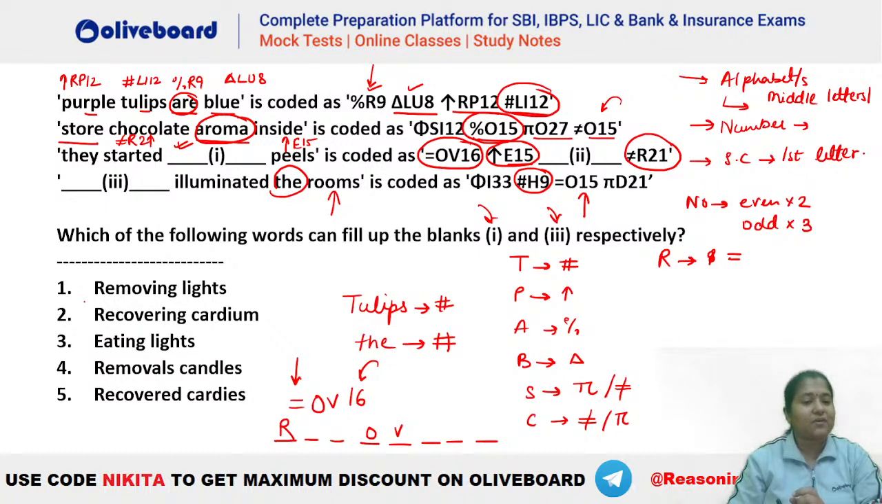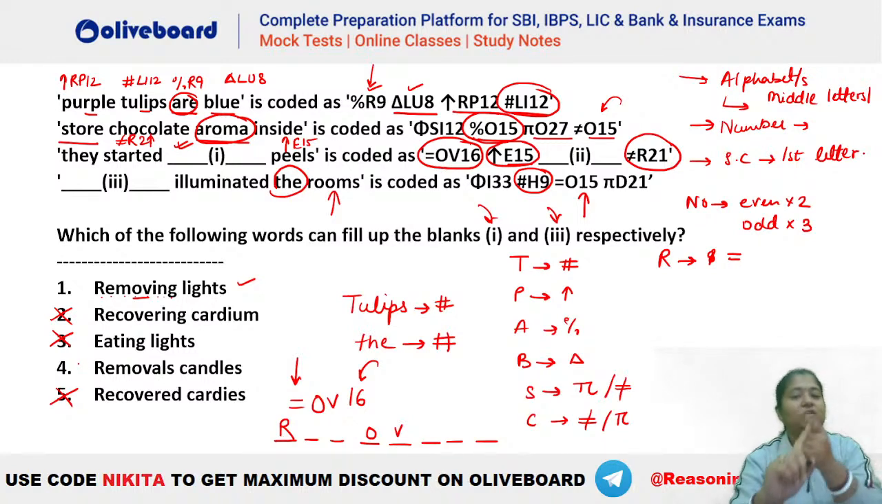So where do we see that? You can see removing, can this be the one? 1, 2, 3, 4, 5, 6, 7, 8. Yes, you can see this is a possibility. We have OV in between. That is fine. So this can be one. Okay. Recovering, 1, 2, 3, 4, 5, 6, 7, 8. No, recovering is not there. Eating is also not there. Recovered. Let's see, recovered is there or not. 1, 2, 3, 4, 5, 6, 7, 8, 9. So this is also not there. Removals, you can see 1, 2, 3, 4, 5, 6, 7, 8. Yes, this is also a possibility. So either it has to be 1 or 4.